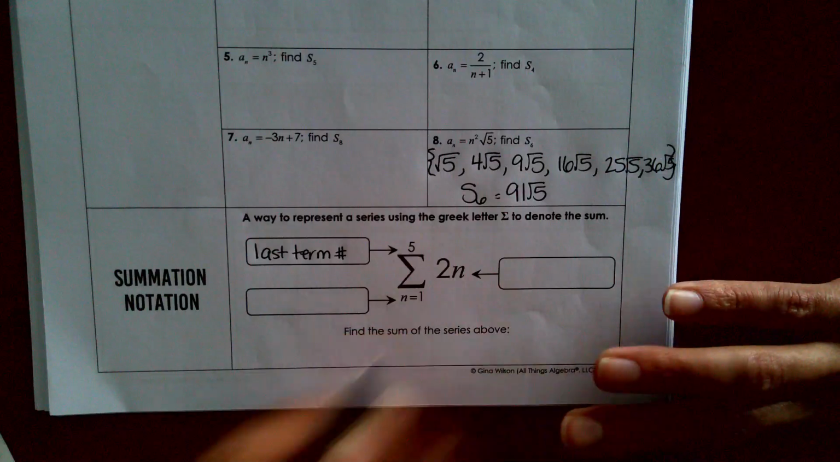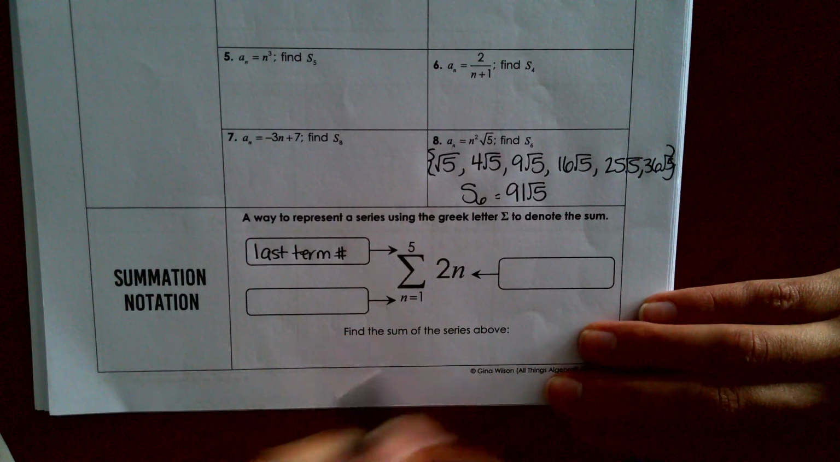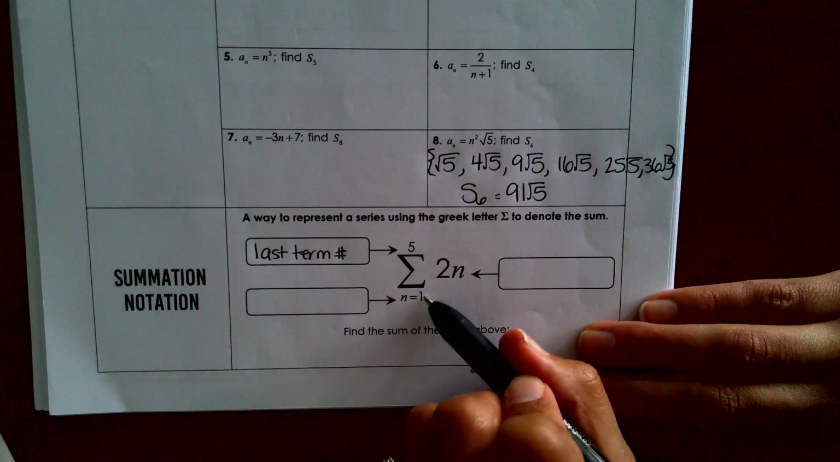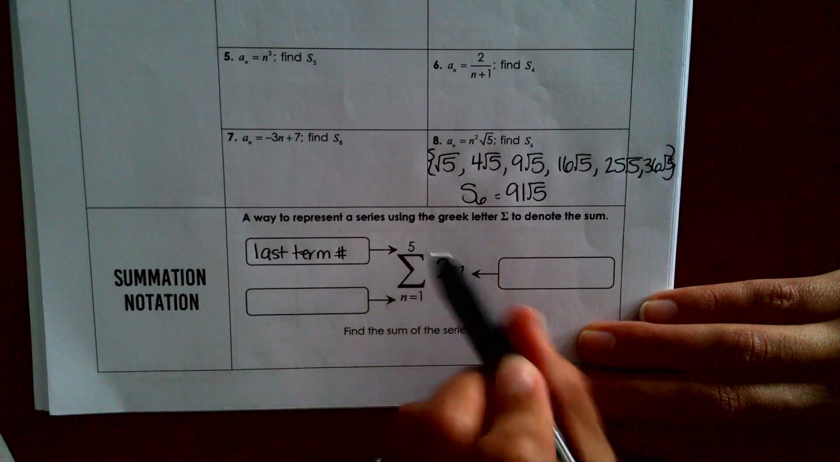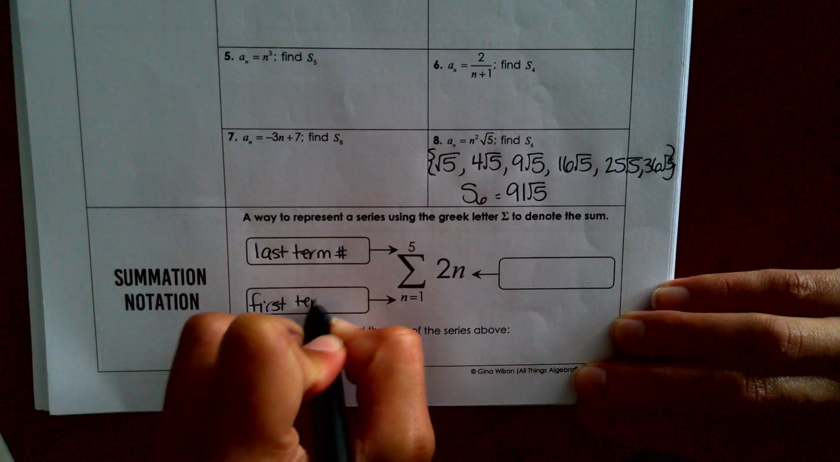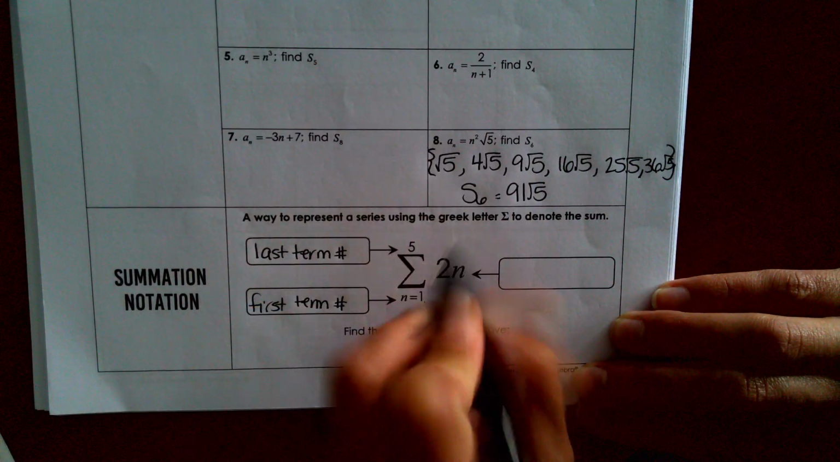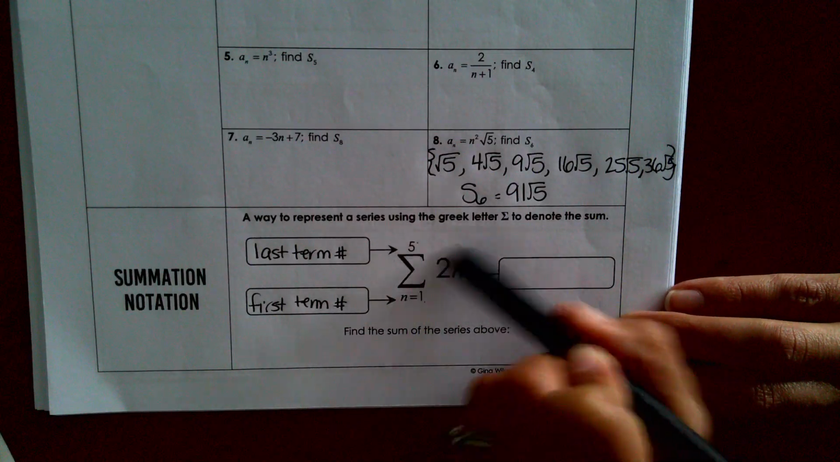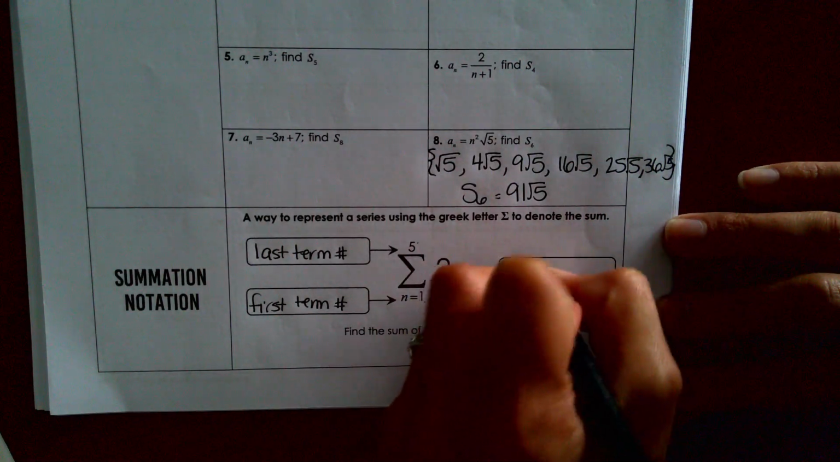And this n equals 1 down at the bottom is telling us where to start. So in this sequence in particular, we're going to have the first term all the way to the 5th term, and that's what we're going to add up. So that is first term number. So where we start, where we end. This 2n over here is the formula for the sequence.